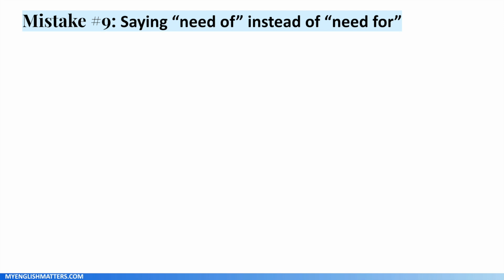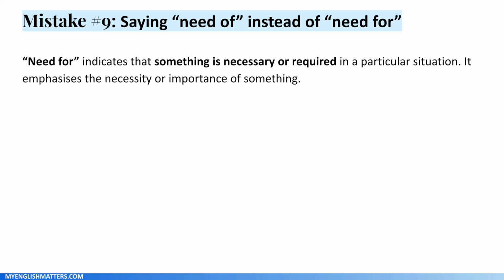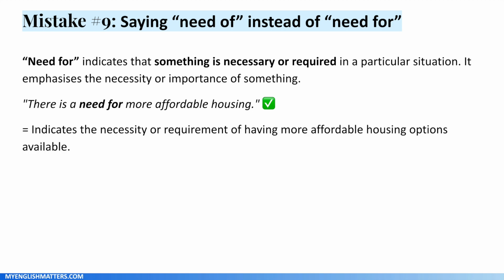Common mistake number 9, saying need of instead of need for. Need for indicates that something is necessary or required in a particular situation. It emphasizes the necessity or importance of something. For example, "There's a need for more affordable housing." So this sentence indicates the necessity or requirement of having more affordable housing options available. So there's a need for more affordable housing, not a need of more affordable housing.